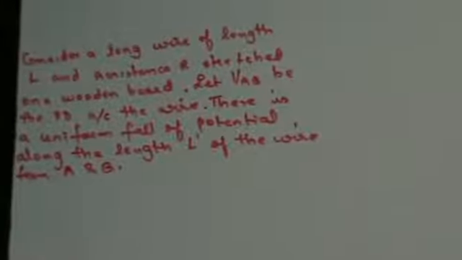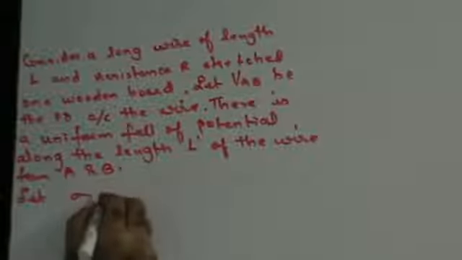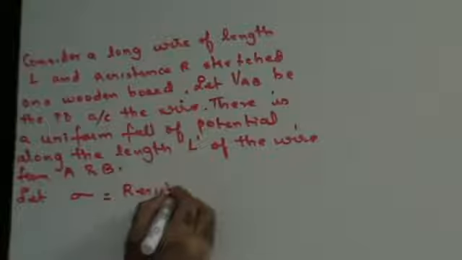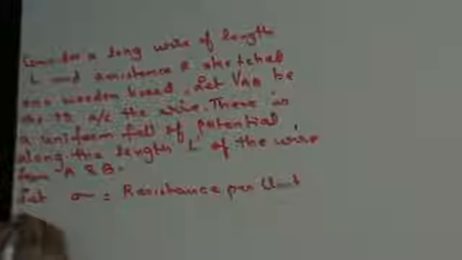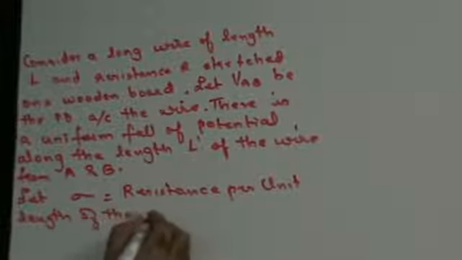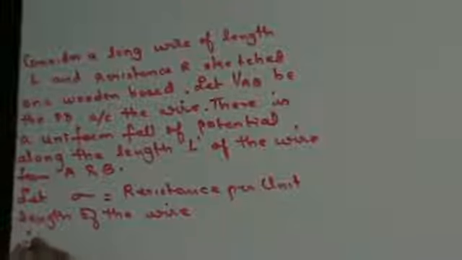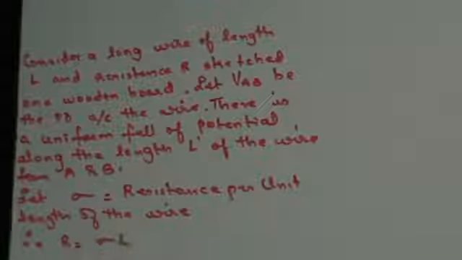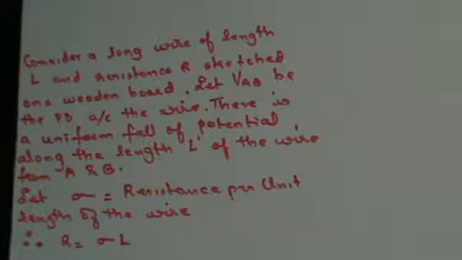Now let's assume that sigma is the resistance per unit length of the wire. Then I can say that the entire resistance is sigma into L. Do we get this thing clear?